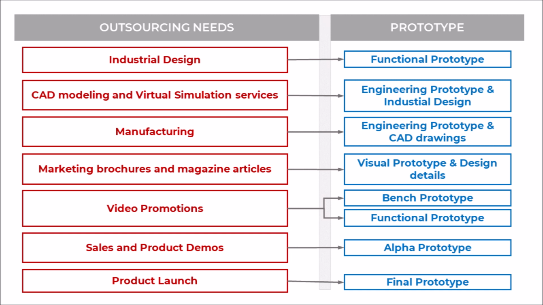For marketing brochures and magazine articles, a visual prototype and highlight of the product's functions and material advantages is enough to attract interest of potential buyers. Nowadays, there is a trend of promoting a product's capabilities through short videos way before the finished product comes to the market. A bench model or functional model is enough for this purpose. You don't need to reveal the final look of your product in order to save any risk of being copied.